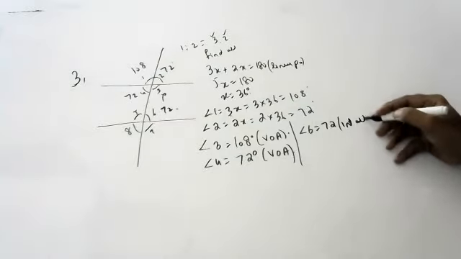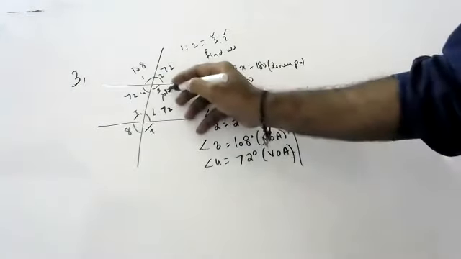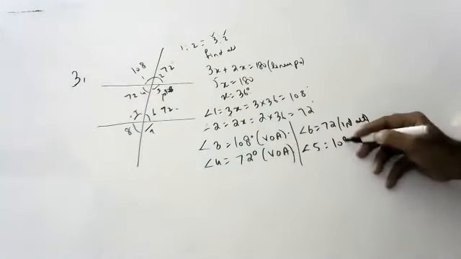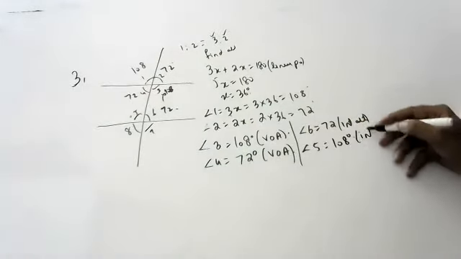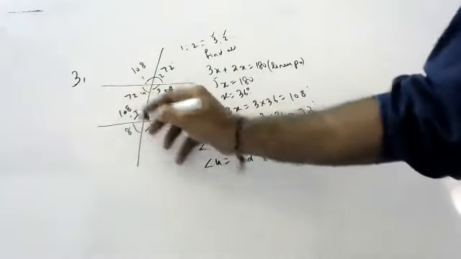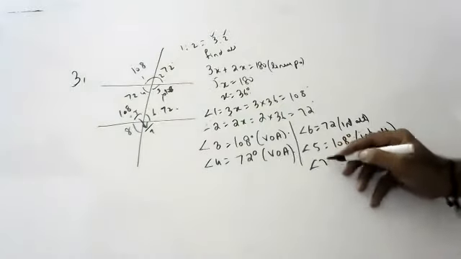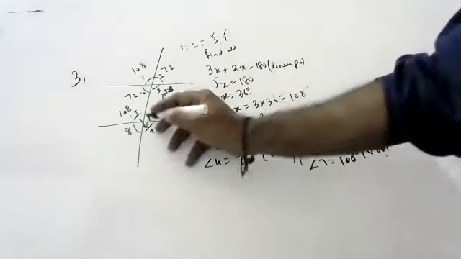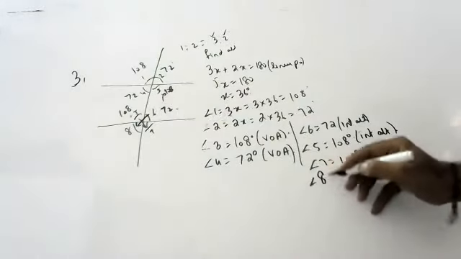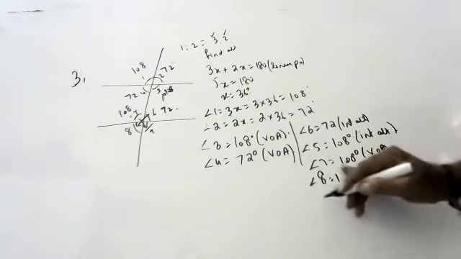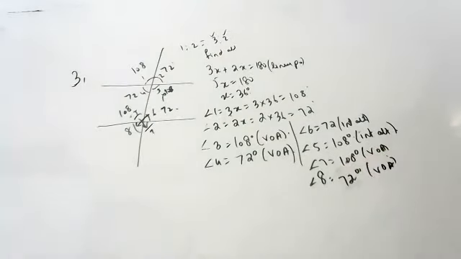Alternate interior angles. Okay. And angle 7? Okay. Angle 5 is also 108 degrees, interior alternate angles. Angle 7 is 108 degrees, vertically opposite angles. And angle 8 is also 72 degrees, vertically opposite angles. So thank you. Next.